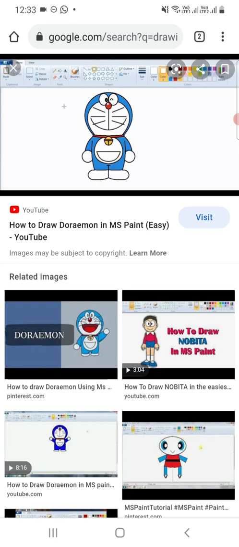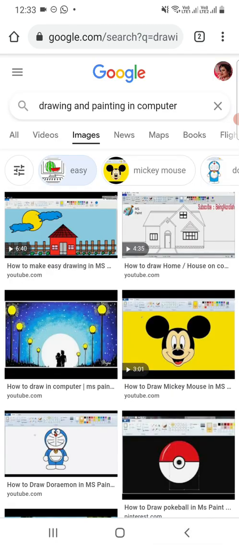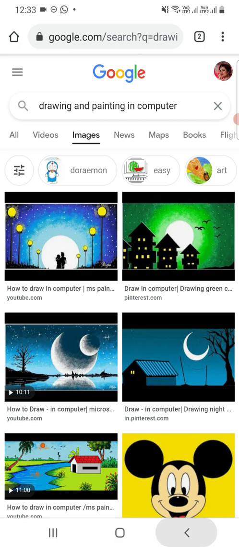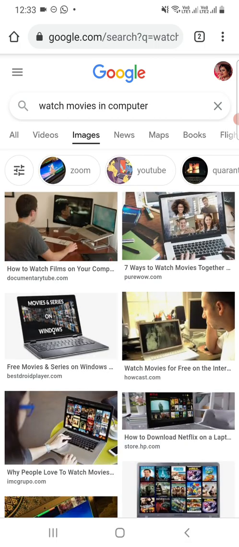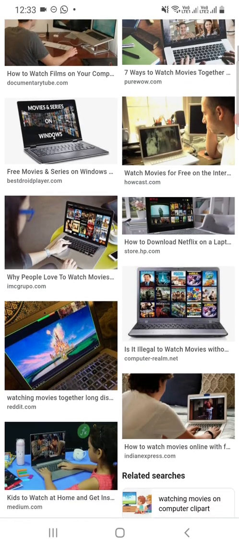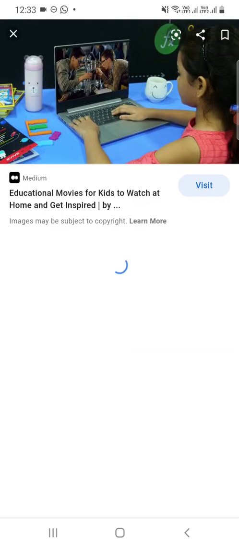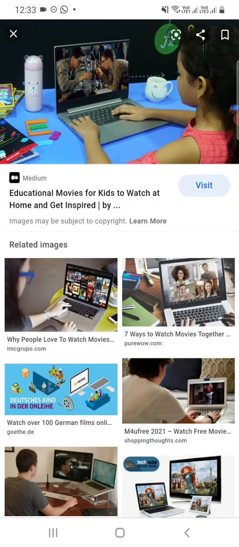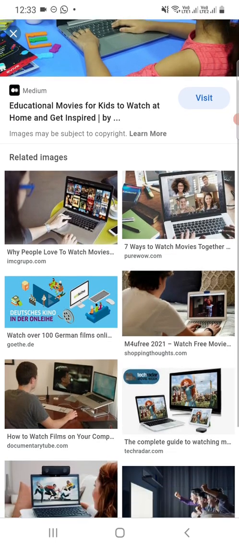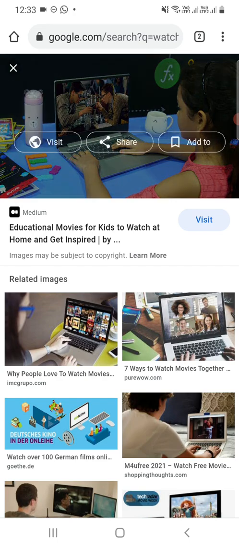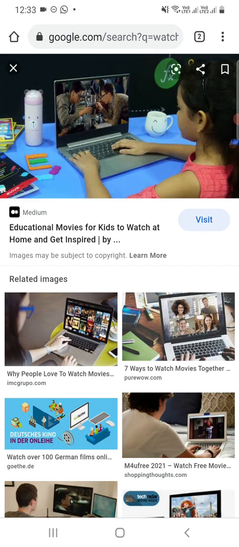Next point, what is that? Watch movie. So that means we can easily watch movies or any video or cartoon on our computer. You can see there is a small girl watching movies on a laptop. So we can easily watch movies and our favorite video or cartoon on our computer or on our laptop. So we can watch movies also.